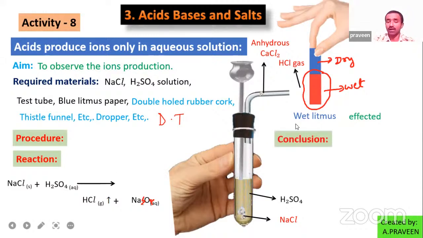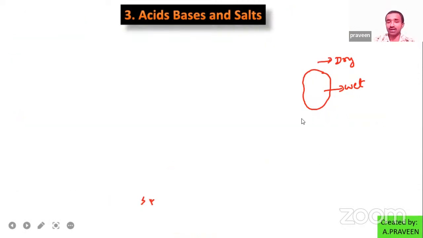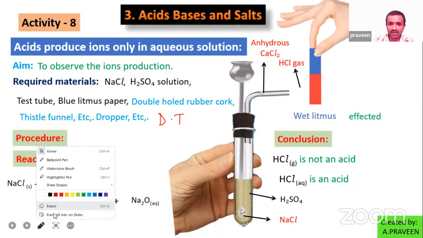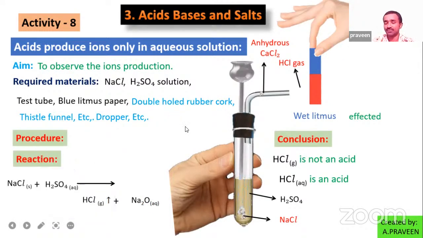So conclusion, what we can derive here? Simply, HCl is not an acid with dry litmus paper, and HCl is acid with wet litmus paper. That I decided here. So simply I derive a conclusion that HCl gas behaves as acid only in the presence of water, but not in the absence of water.